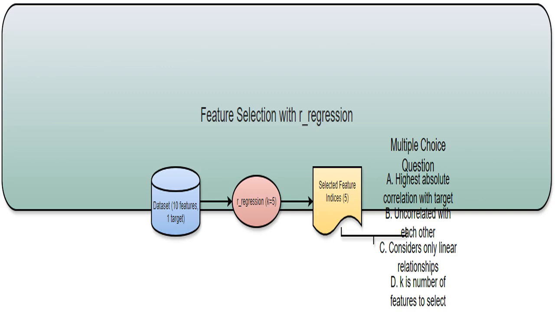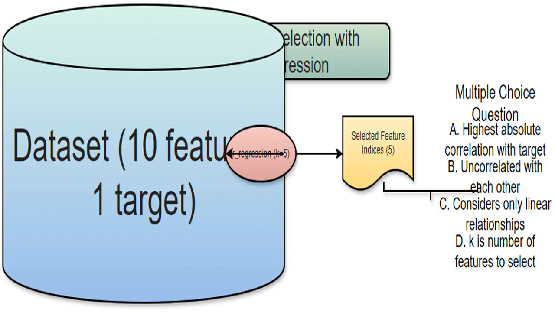We're using r_regression, a tool from scikit-learn, to pick the best features for a regression model. It's all about finding the most helpful information for making predictions. I have a dataset. It has 10 different features. Think of these as pieces of information, and one target variable, what we want to predict.